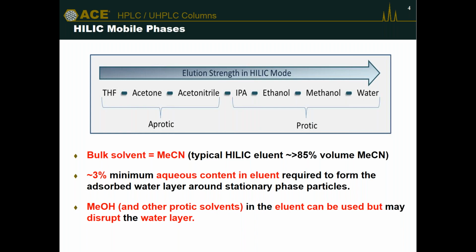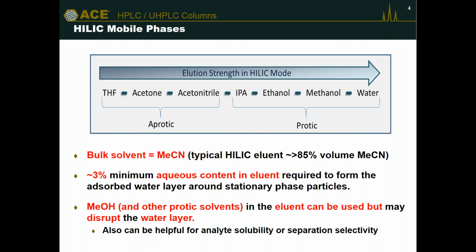So a small quantity of methanol can be used, and it can be used quite usefully, for instance, in our sample diluent to help dissolve polar analytes. And also we can use methanol, in very small quantities, I'm talking 1 to 2% type quantities of methanol, to help us with our selectivity in our separations as well.